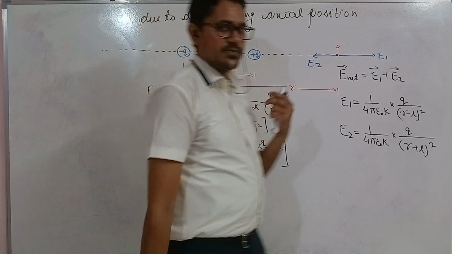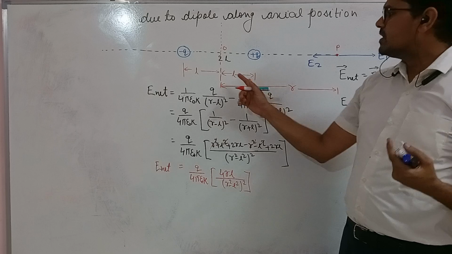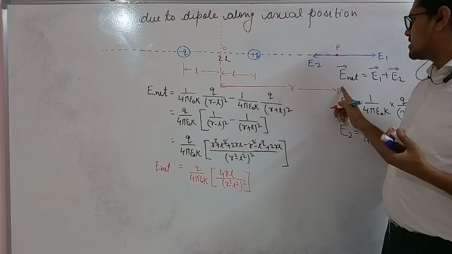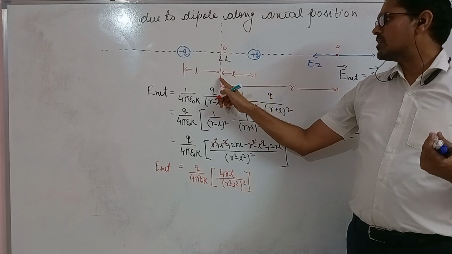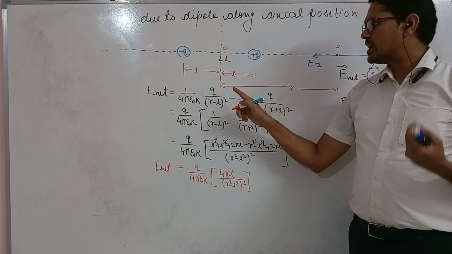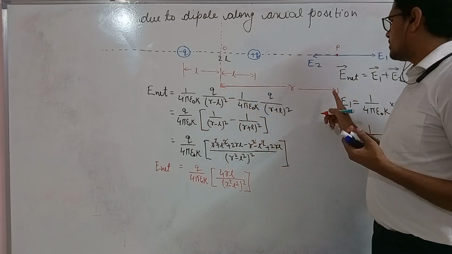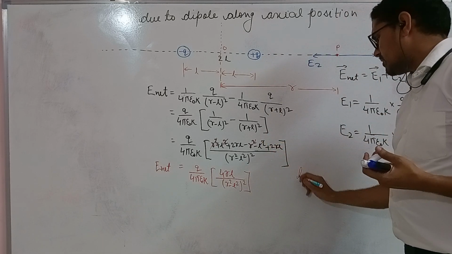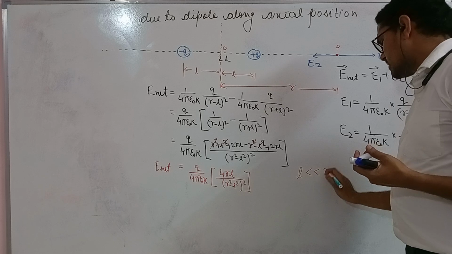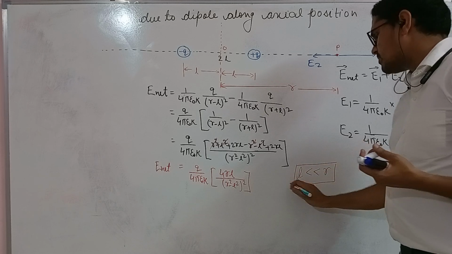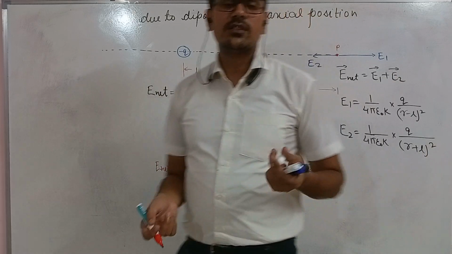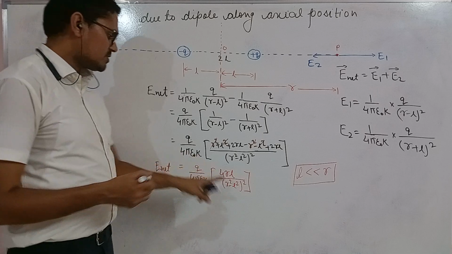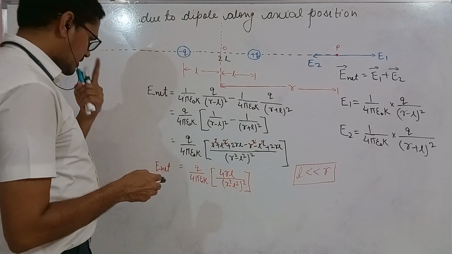Now here we are making some assumption. The assumption is that the length of the dipole is very small as compared to the distance between the origin and this point P. So this L, the distance between the origin and the charge, is very small compared to the distance between the origin and the point P at which we are interested to find the electric field. So this is the assumption we have: L is much smaller than R. So if L is much smaller than R, then the square of L would be much smaller still, so we can ignore this value. If I am ignoring this L square, how much will we be getting?